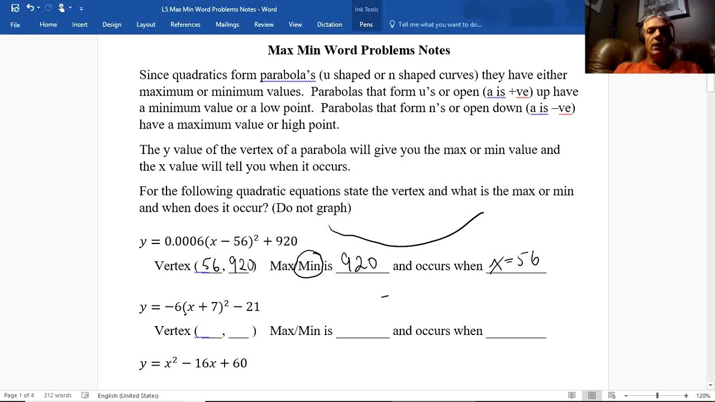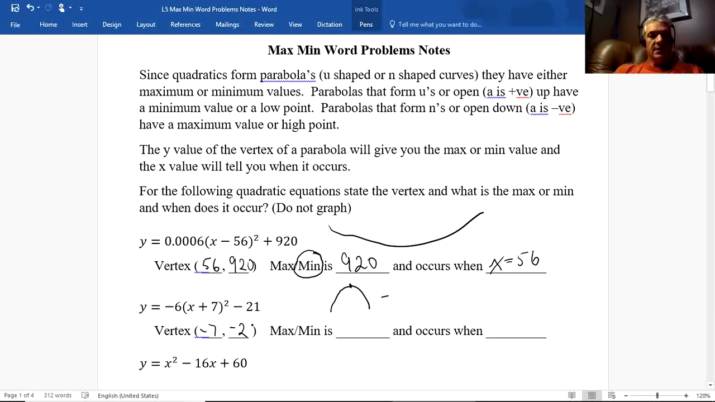We can go to the next question and say, well, oh, here's minus 6. And first we can do the vertex. So the vertex will be minus 7 and minus 21. Minus 7 and minus 21. And so in this particular case, because it's negative, it's going to open like that, and it's going to have a maximum value.